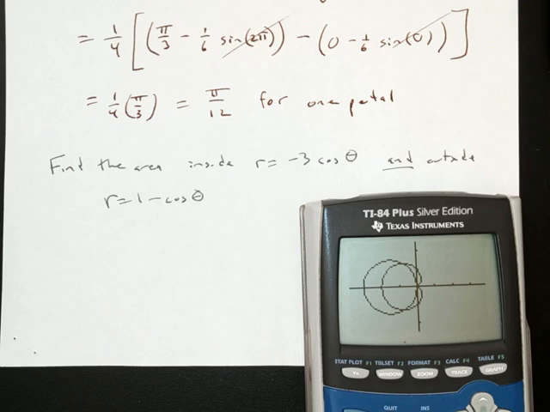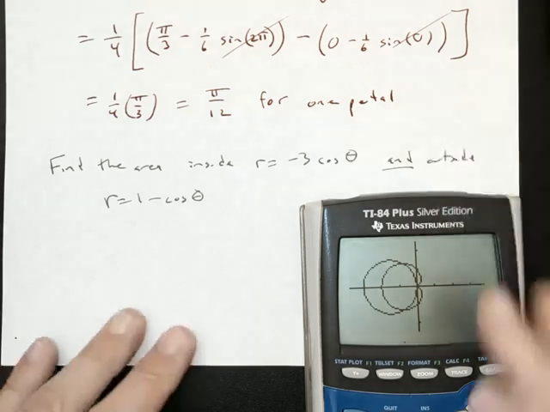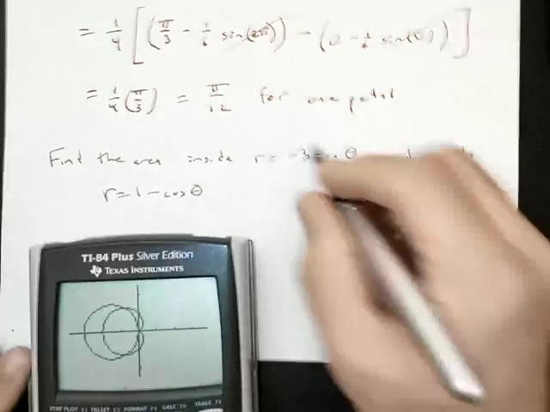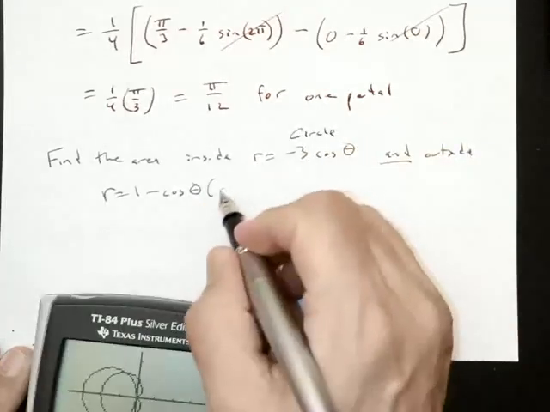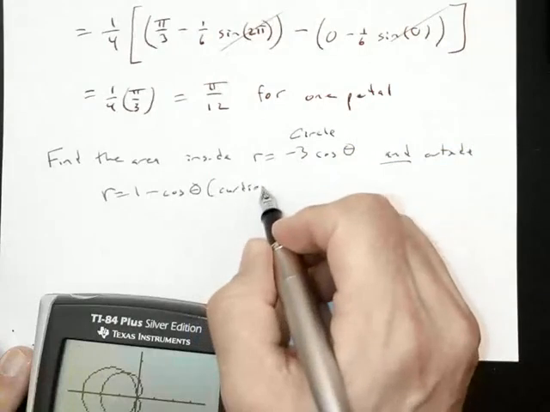And we said that the circle was which equation? The negative 3 cosine theta. So I'm going to write that down. Circle, cardioid.